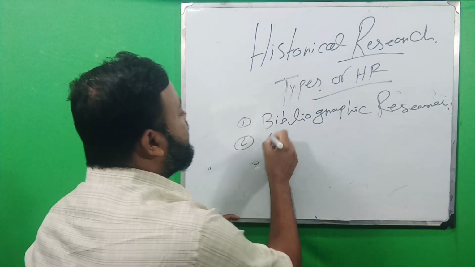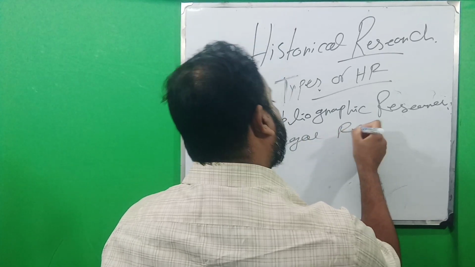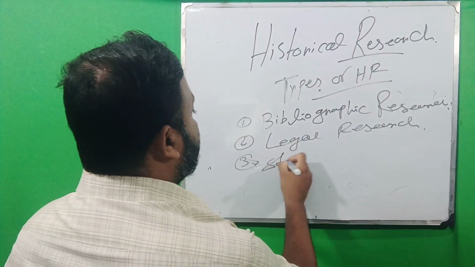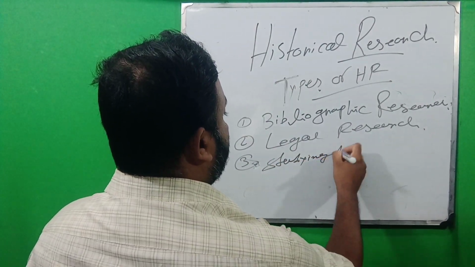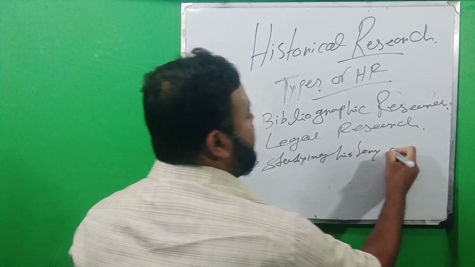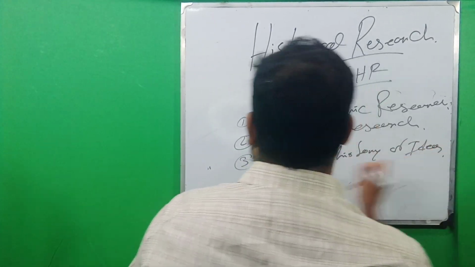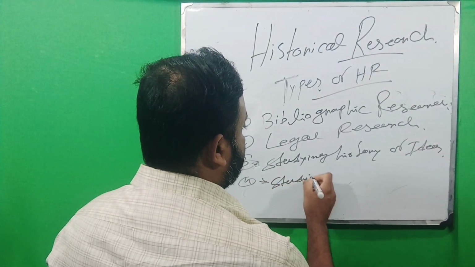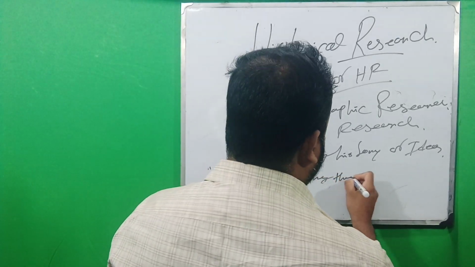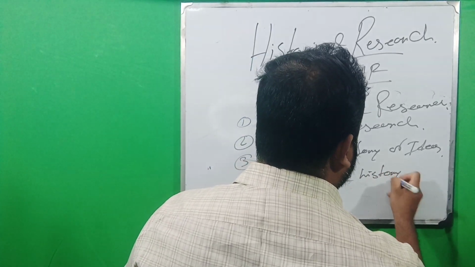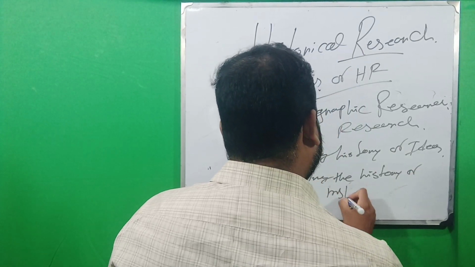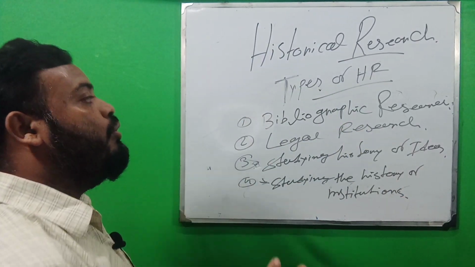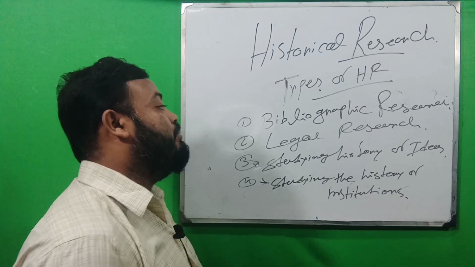Number two is legal research. Number three is studying the history of ideas, and number four is studying the history of institutions. So we will look at those types separately. Number one is bibliographic research.